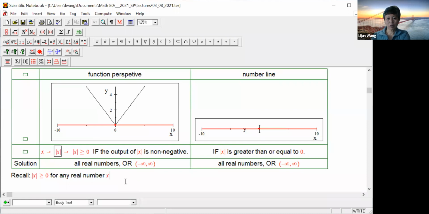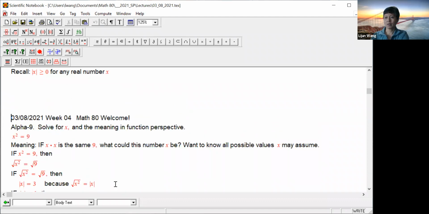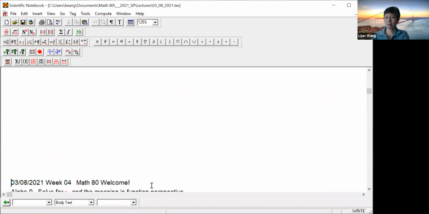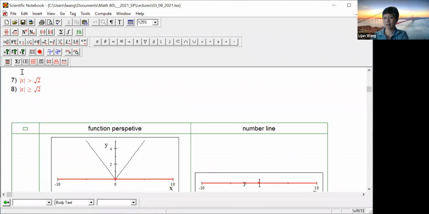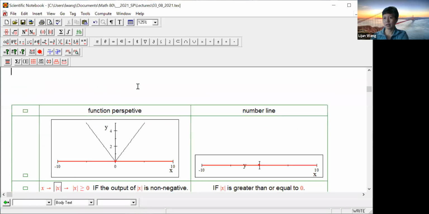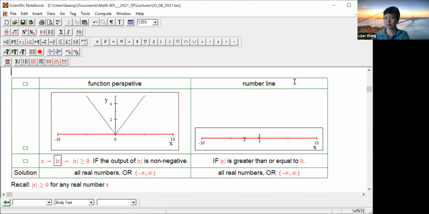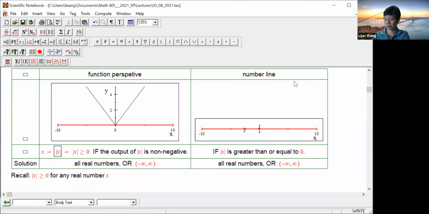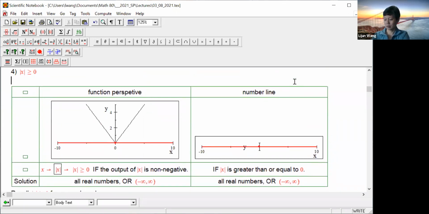Right, which is consistent here. Number 6 we skipped. I want you to think about it. I think you should be able to figure it out, but if you still have questions, bring them back. Next, let's look at 7, 8.